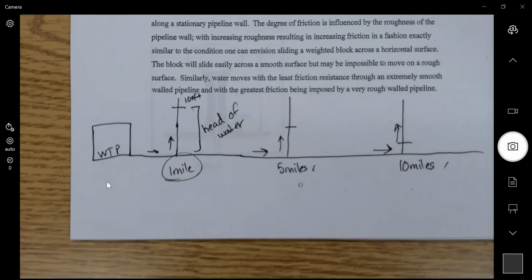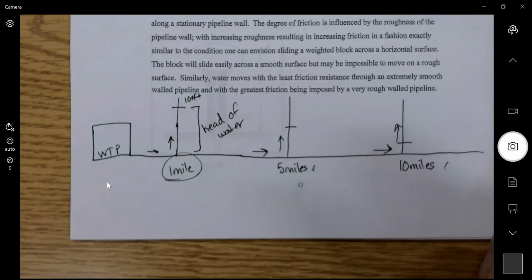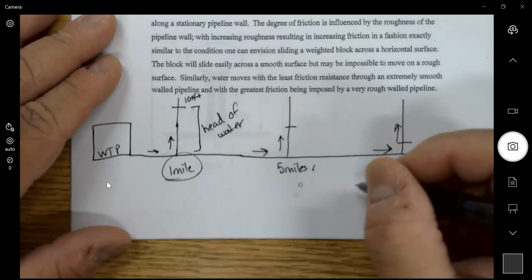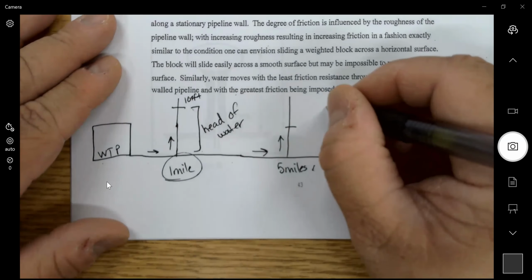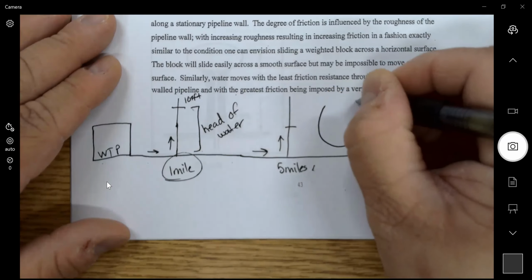So friction loss and head loss are related. The more the water is in contact with the pipe, the more energy it loses, the less speed or head it has to go up. Okay? I hope that makes sense. Well, there's something in a pipe that resists motion or can assist in the loss of friction.